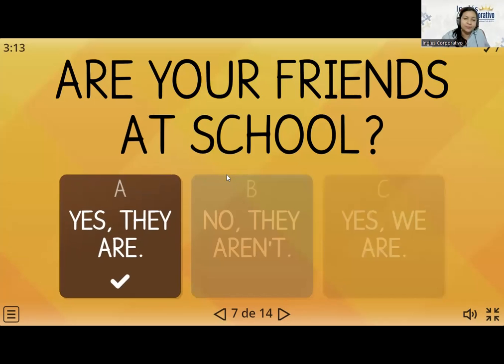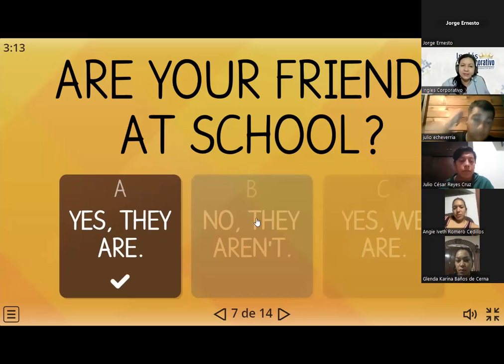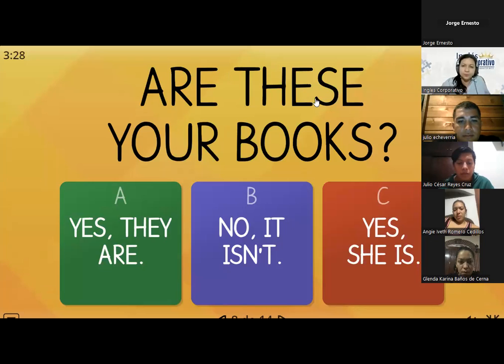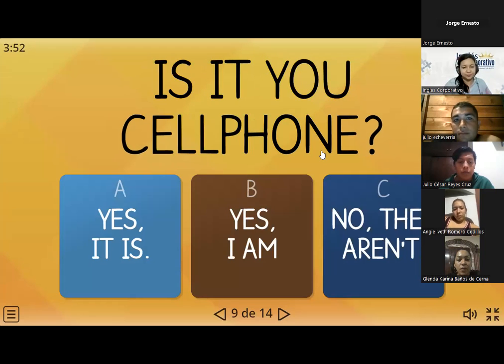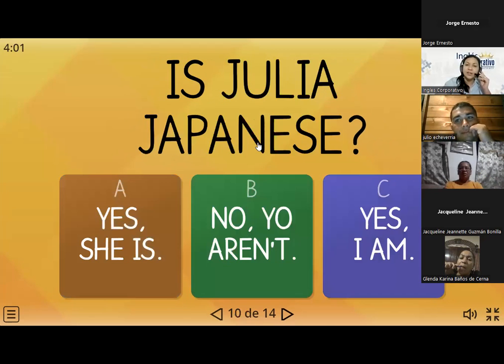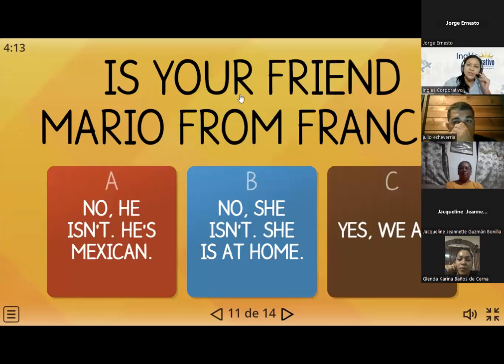Are these your books? Are these your books? No, it isn't. It? Books is plural. Are these your books? Yes, they are. Okay. Is it your cell phone? Yes, it is. Yes, it is. Is Julia Japanese? Yes, she is. Yes, she is.